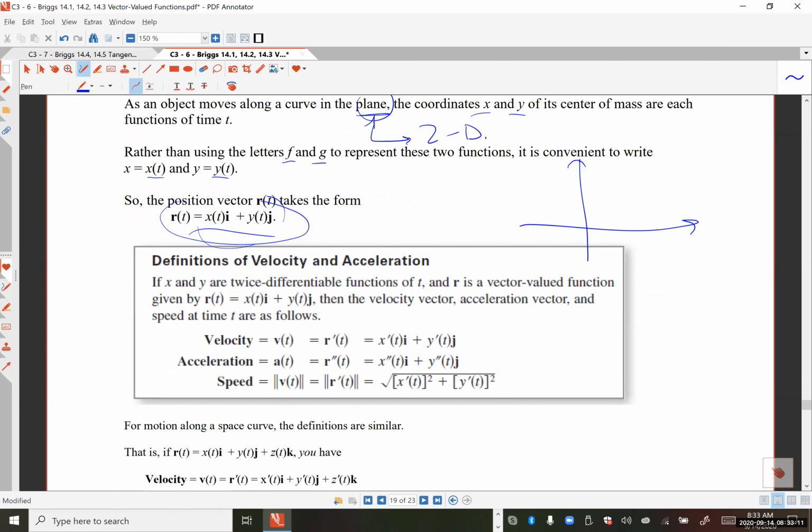Here are the definitions for velocity, acceleration, and speed. Velocity is itself a vector. It's simply the first derivative of the position vector. And you probably saw this in Calc 1. Did you not, when you had to do some sort of motion kind of problems? It was like, oh yeah, the first derivative is velocity. And the second derivative is acceleration.